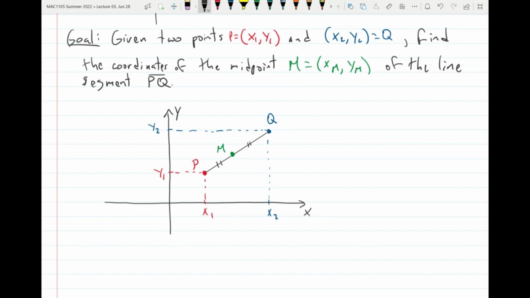All right, so any ideas? How can we find M knowing P and Q? What can we do here? Well, if you take the 2 x coordinates and add them and divide by 2, and then add the 2 y coordinates and divide by 2, then you have half the distance between each of them, and they correspond, and you should create a midpoint. So why would that work?